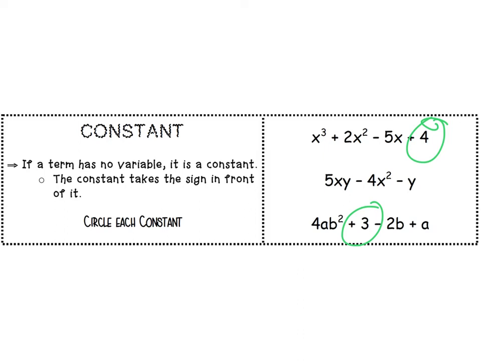If we were, say, given the value of x or the value of a, we would have to change the value of that term. With constants, their value stays the same because they have no variables attached to them. Another thing to note is that a constant always takes the value of the sign in front of it. So here our 4 is positive and so is our 3.